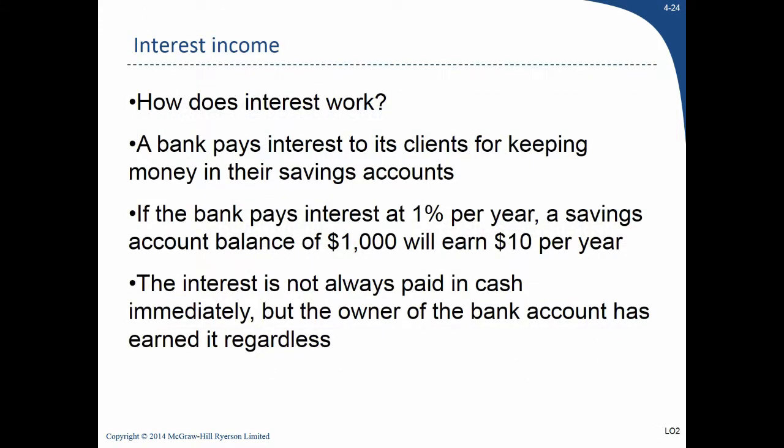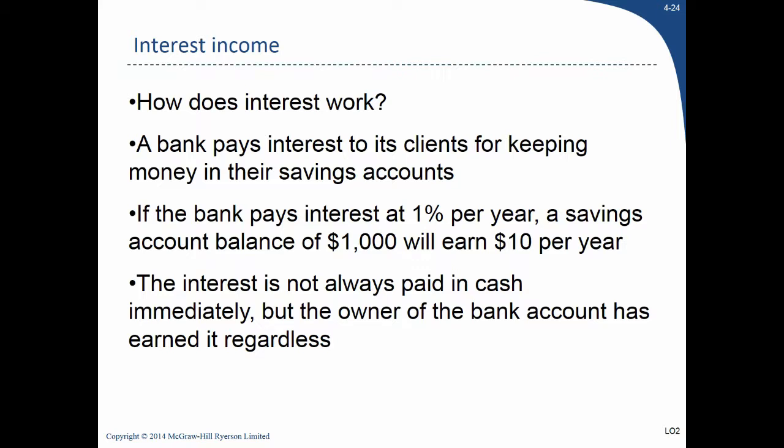Interest income. Okay, how does interest work? When you have money deposited in a bank in a cash account, they'll pay you a little bit, maybe like 0.25% or 0.5% per year, not very much, to keep your money with them, right? The reason the bank does that is because they lend out that money for more than it costs them to pay you. They'll earn 3% and they'll pay you 0.25%. So that's how they make their money.